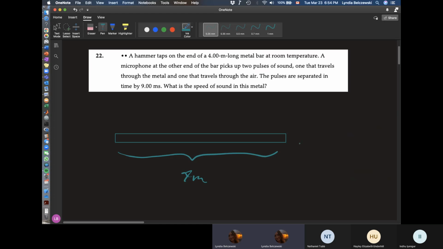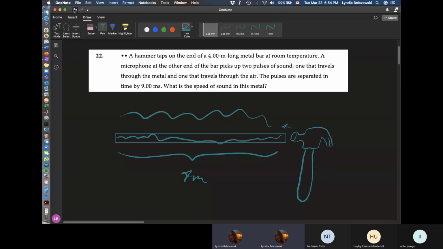And so for this question, let's see if I can draw it here. The hammer is hitting it right on the edge here. Yeah, that's not bad. That looks kind of like a hammer. That just ruined it, but you know what it's meant to be. There's a hammer and it hits the edge here. And so there's sound waves that go through the metal and also sound waves that go through the air. Those are terrible, but that's the idea.